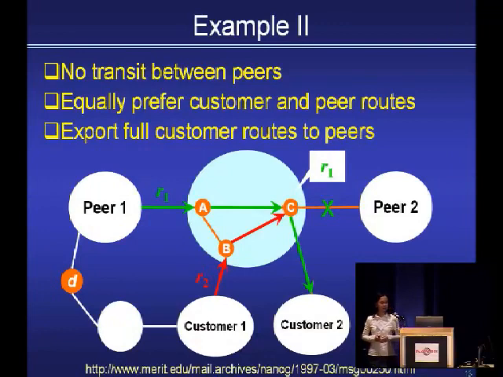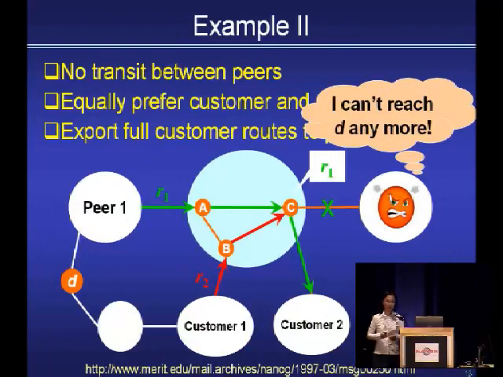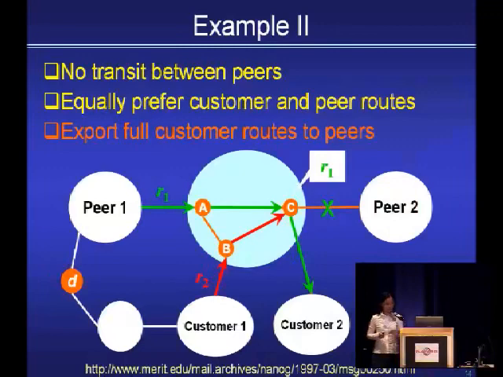Now I have violated the third bullet, which is export full customer routes to peer. Even though I have the red route, I'm not letting my peer know about it, and the peer will be angry because it cannot reach D anymore. So why is this a problem? If peer 2 gets a packet destined to D, it doesn't know where to forward it if it doesn't learn another route to D. So it's going to drop it. So we have created a black hole here out of all the goodness of our heart. We didn't try to do this, right?